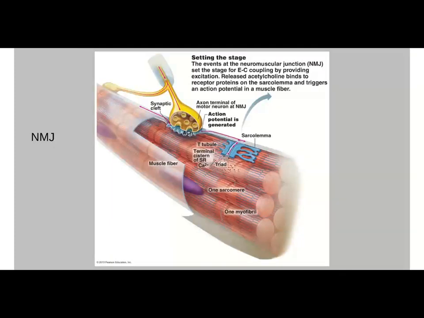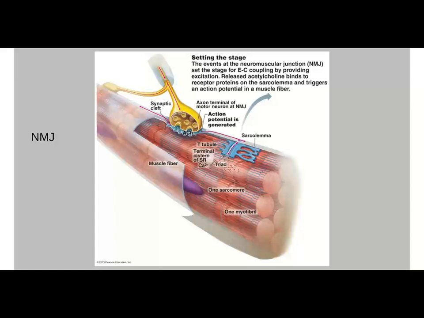So back to our neuromuscular junction. Now we're zoomed out a little bit so that you can see more of the surrounding area. Here our action potential travels down the axon until we get to the axon terminal. At the axon terminal, the events that we just saw occur. We generate an action potential in the muscle cell, and that action potential begins to spread along the sarcolemma.